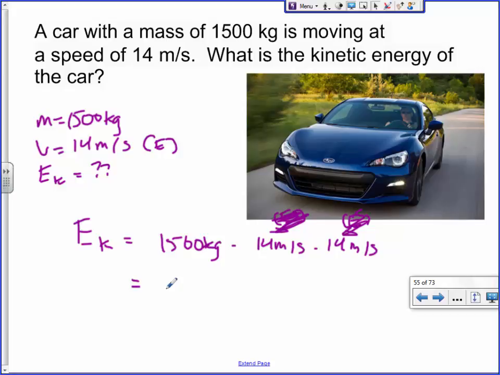1,500 times 14 times 14. I got 294,000. What would the units be? Did you guys get something different than me? Thank you, good catch. Okay, so if I divide that by half, 147. Okay, thanks. Good catch, guys.